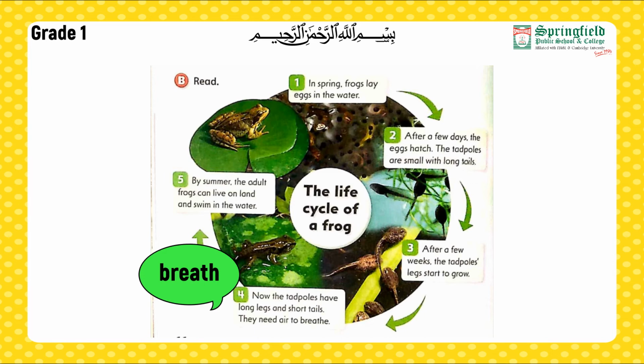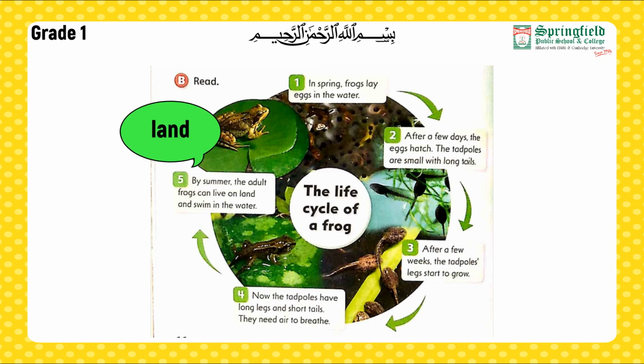Moving forward to our step number 5. By summer, the adult frogs can live on land and swim in water. Now first of all underline land. Now students, as you know that frogs belong to that category of animals that can live on land as well as they can live in water. They have told that by summer the frogs are adult, they are grown up, they are fully matured and they can live on land and they can swim in water as well.